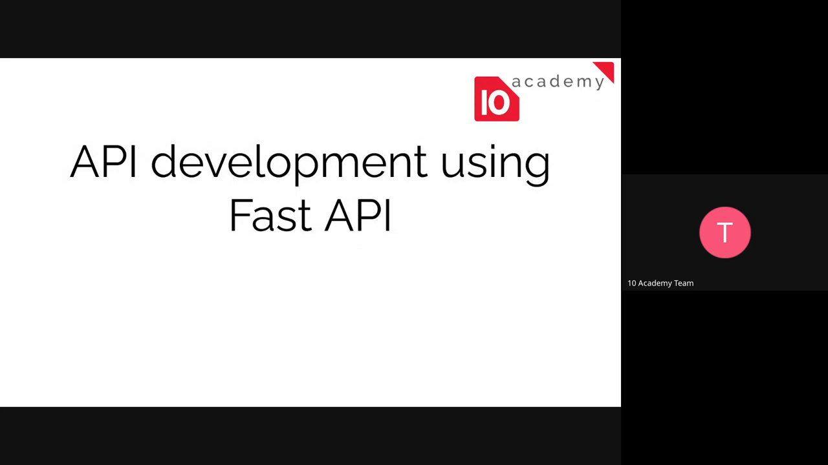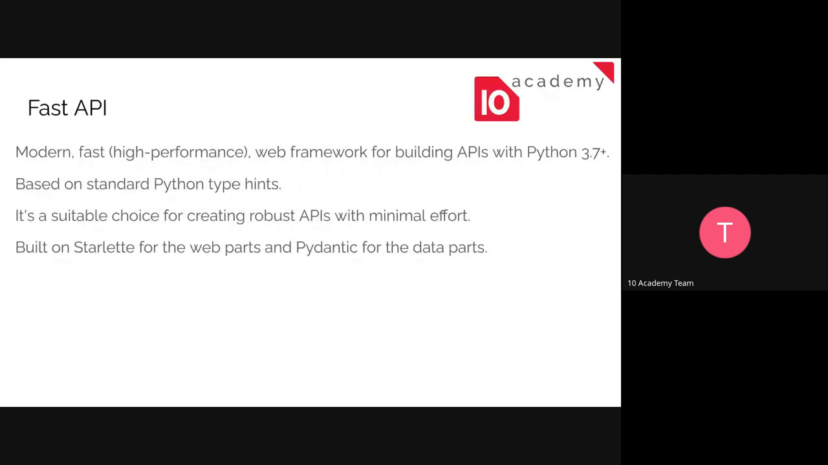Why do we use FastAPI for API development, and what is it? We will see how we can build an API. It's modern, fast, high performance compared to other Python based frameworks for building APIs. It's based on standard Python type hints, and it's a suitable choice for creating APIs with minimal effort.